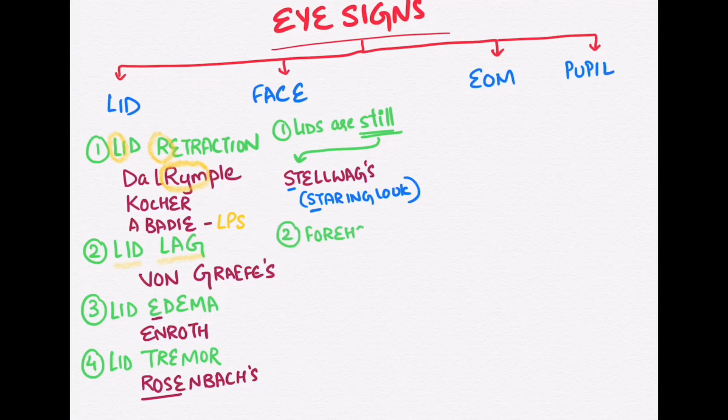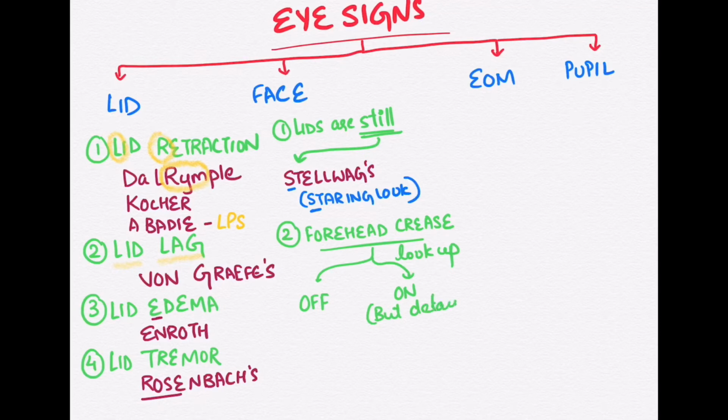Now next, notice the forehead creases. So the forehead creases may be present or may not be present when the patient is asked to look up. So it may be present or may be absent. If present, there would be delayed. If absent, you can remember off. So off for Geoffroy's sign. And if present but delayed, you can remember on, that is Joffroy's sign.